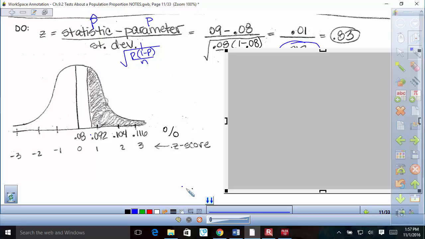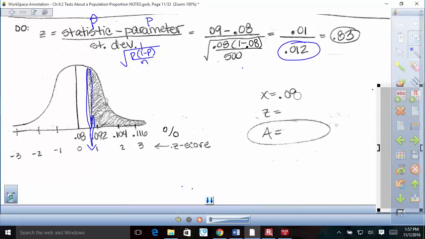Why did I shade to the right? It's a greater than, which is a right-tailed test. All right, there are two numbers in this problem. There was a 0.08 and there was a 0.09. 0.08 is in the middle. 0.09 is where you draw your line, right there. We're looking for 0.09. You could do your z-score formula, x minus mean over standard deviation, but I do believe we've already found it, hadn't we? Yes. What was it? 0.83. There you go.